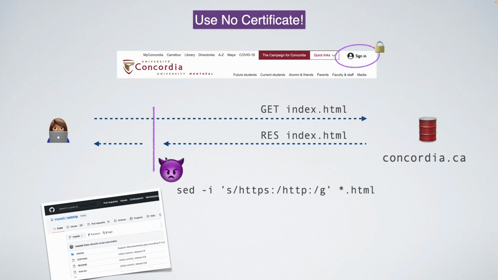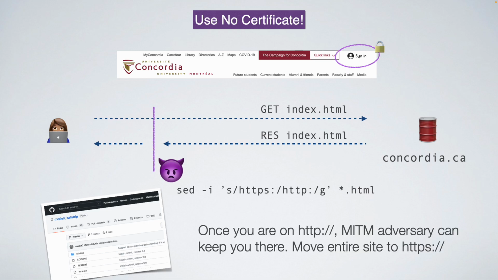So basically, the adversary can have proper HTTPS connections between themselves and all the servers that are being visited, but between the user and the adversary, it's all HTTP. Okay, so once you're on HTTP, if you're being attacked and there's an adversary in the middle, they can keep you from ever leaving HTTP. You'll never get off of HTTP. You'll only go to HTTP, or you'll never go to HTTPS.